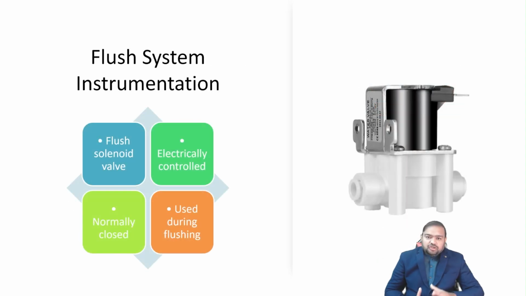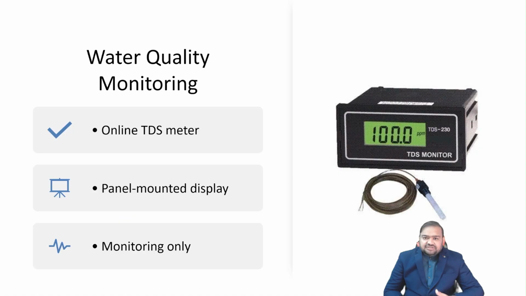The RO system includes a flush solenoid valve. This valve is electrically operated, normally closed, and opened only during the flush cycle. It plays a critical role during the 20-minute run, 30-second flush sequence. A TDS meter is installed on the product water line. Electrically, this device provides a live digital display and is used mainly for monitoring and is not directly involved in automatic control. However, it must be visible on the control panel.